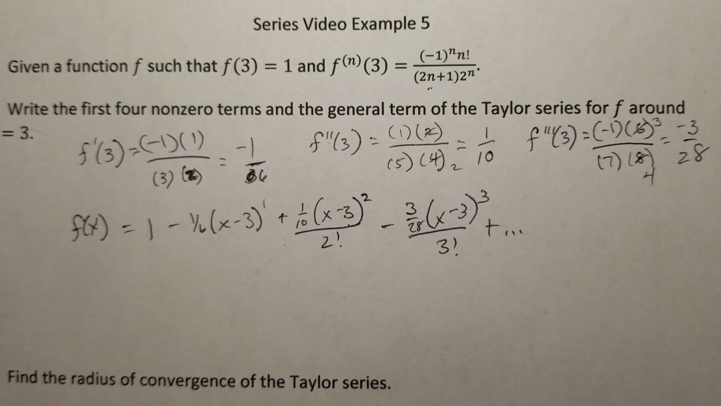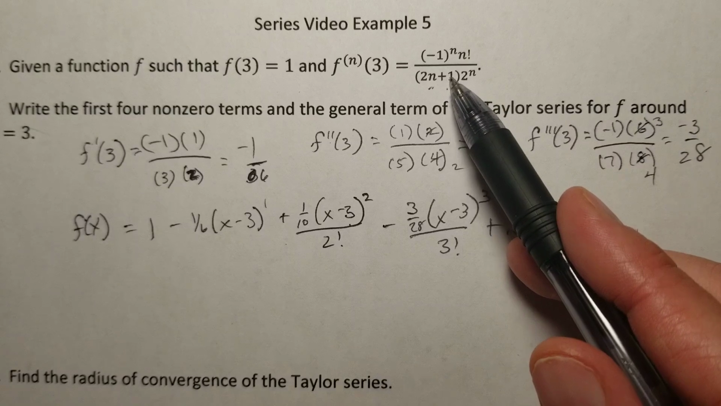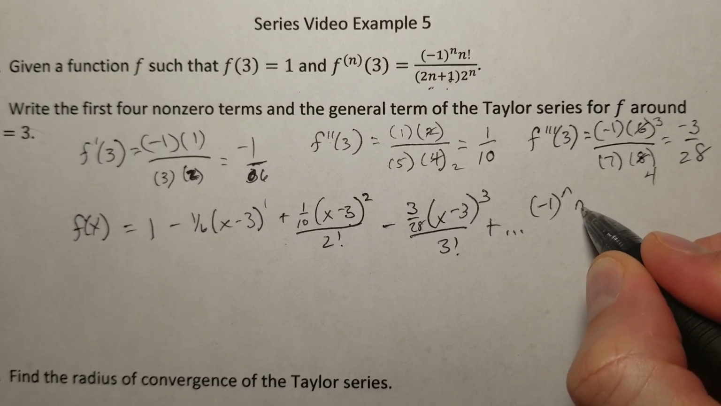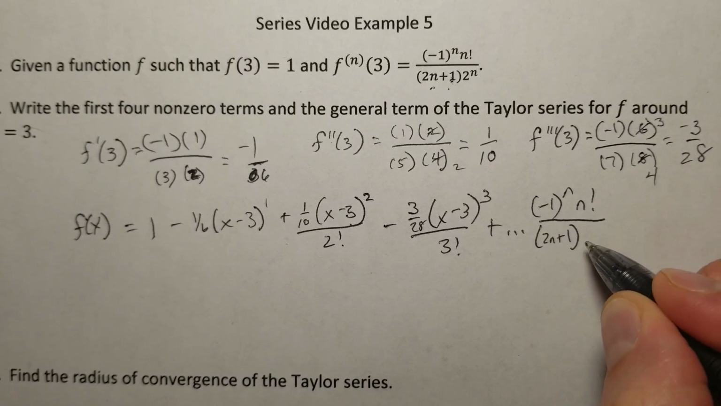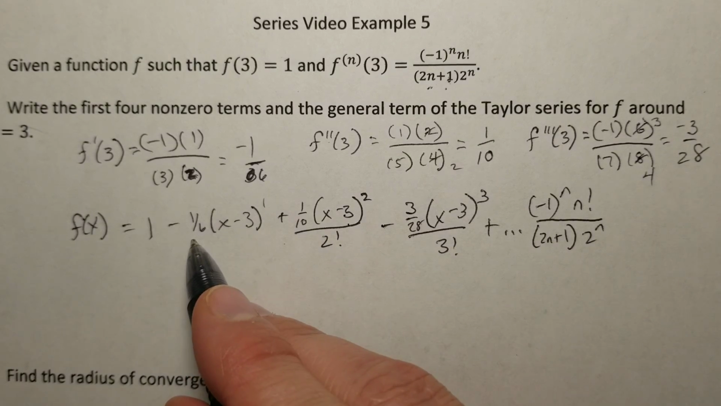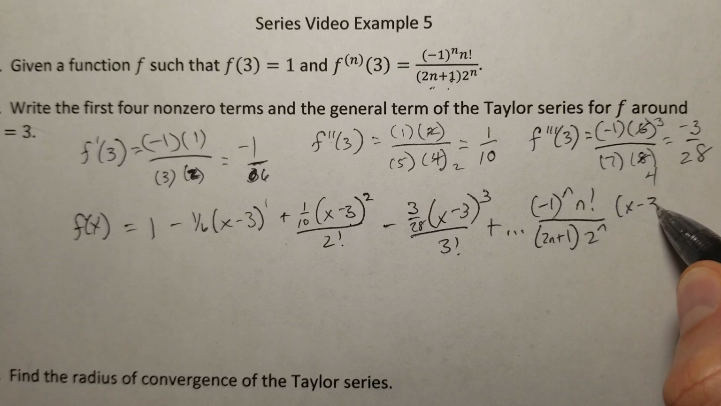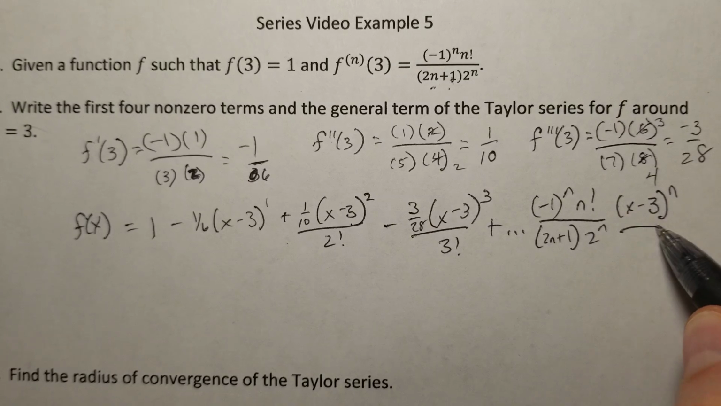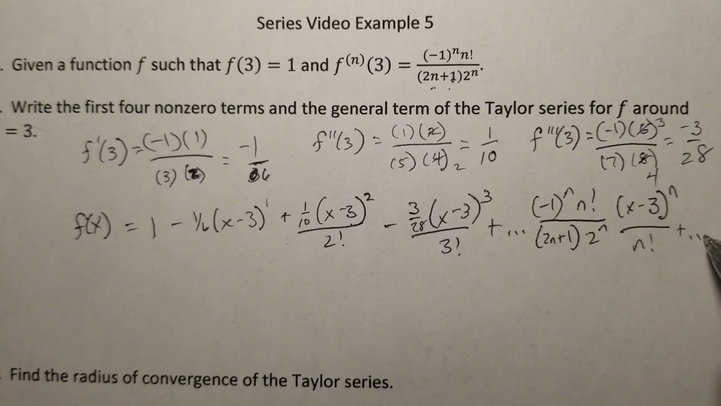We need to do the general term now. The general term is just going to be, the coefficient comes from up here. So it's going to be negative 1 to the nth, n factorial, over 2n plus 1, times 2 to the n. And that's our coefficient for each term here. But we still need to do the x minus the center, 3, and it's to the nth power, right? All over the denominator, so n factorial, plus dot, dot, dot.